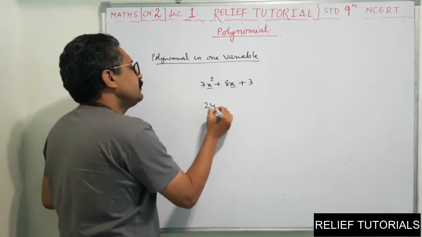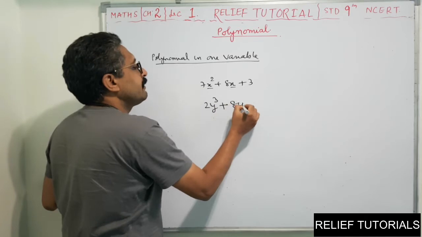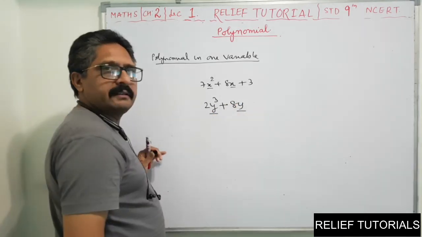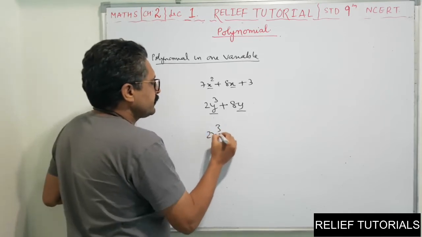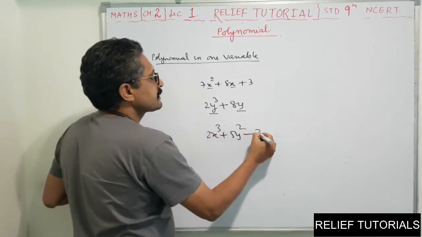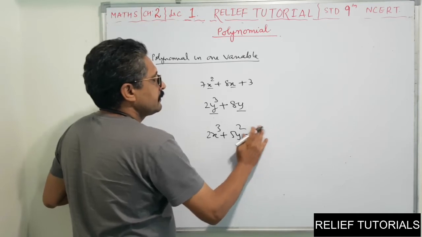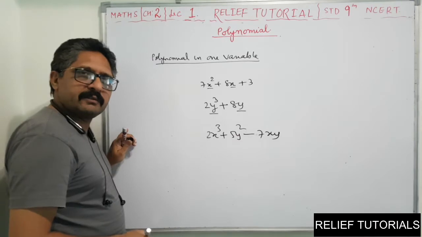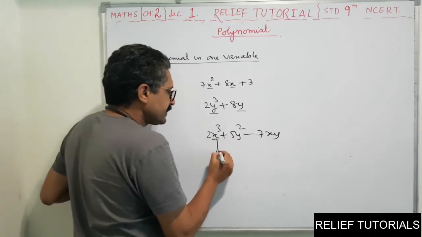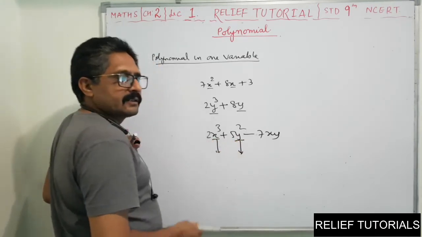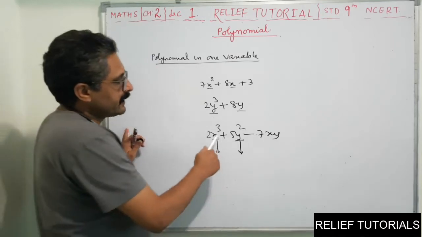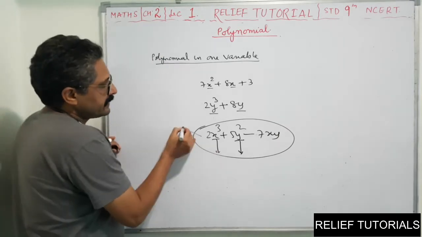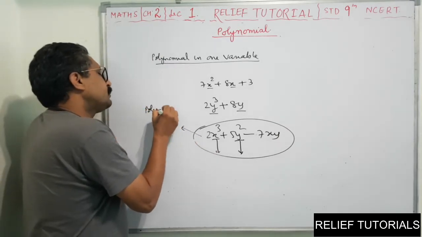I can say 2y cube plus 8y is a polynomial in one variable. Why? Because there is only one variable, y. What about 2x cube plus 5y square minus 7x? Is this a polynomial in one variable? No. Why? Because there is variable x and there is variable y. There are two variables. So this is called a polynomial in two variables.